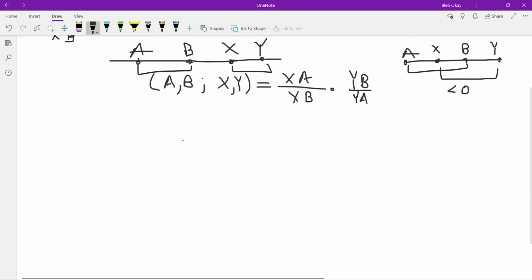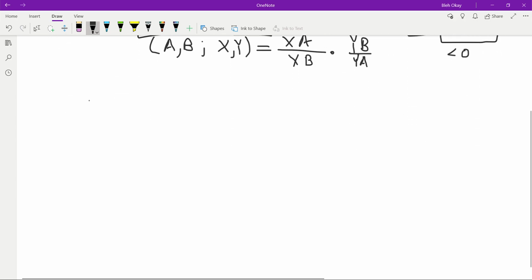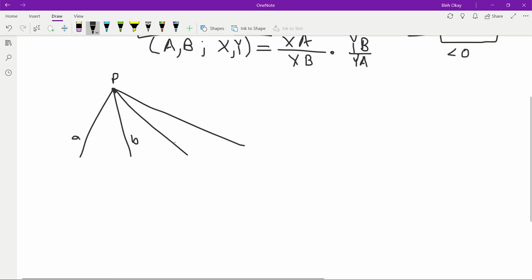Well, what if we have 4 lines? Let's say we have 4 lines that all meet at some common point. So we call this point P. And let's say that these are 4 lines A, B, X, Y. So I'm using lowercase to denote the lines. A, B, X, and Y are 4 lines.